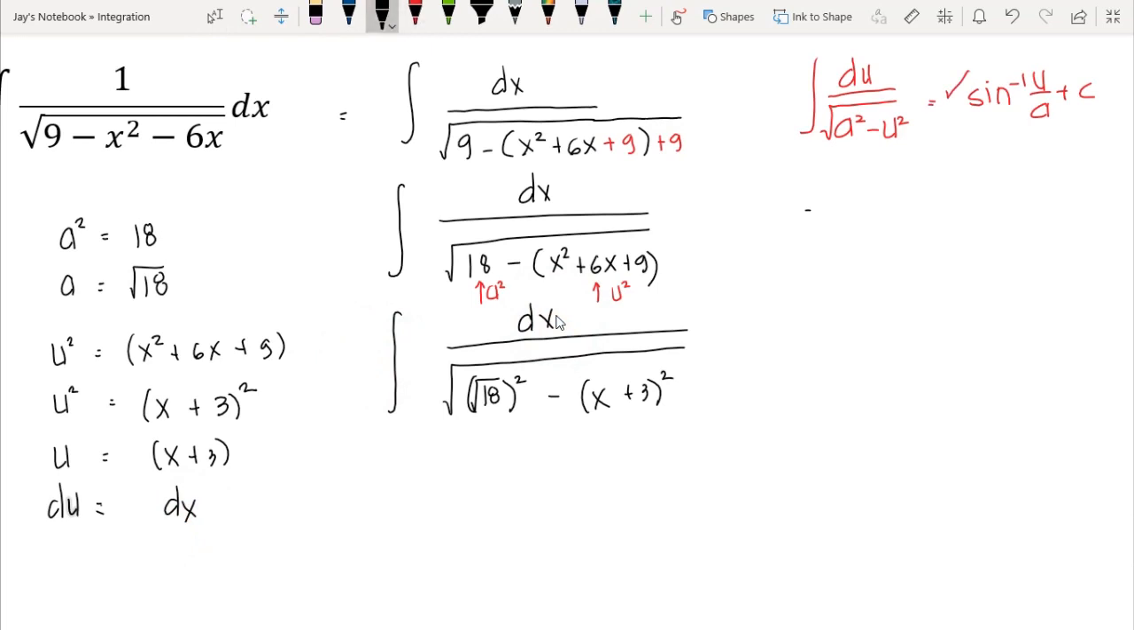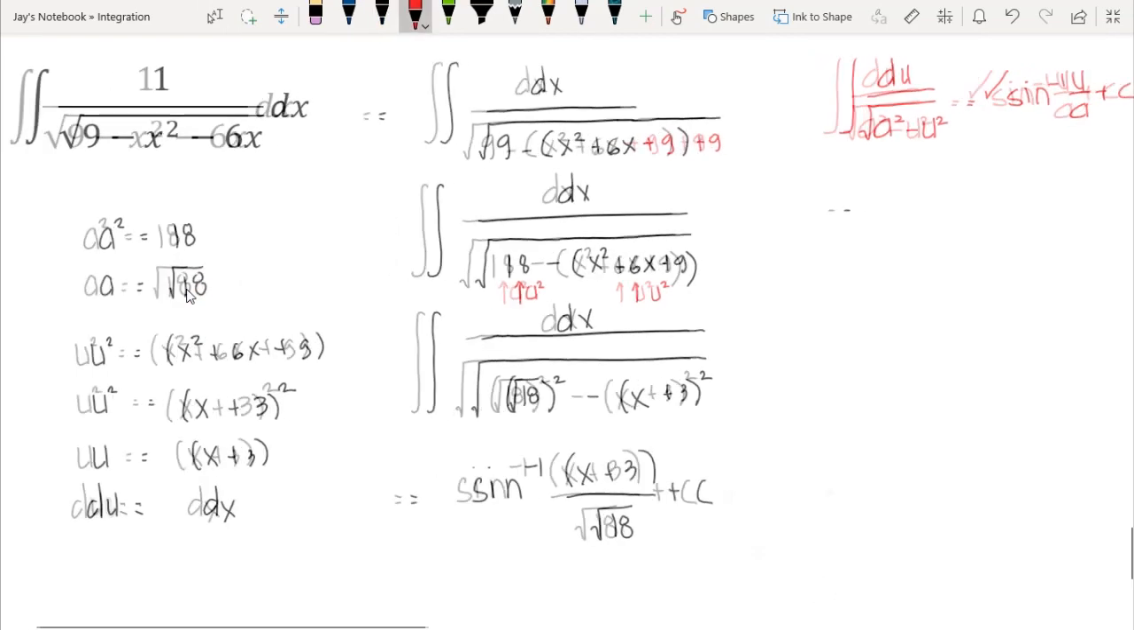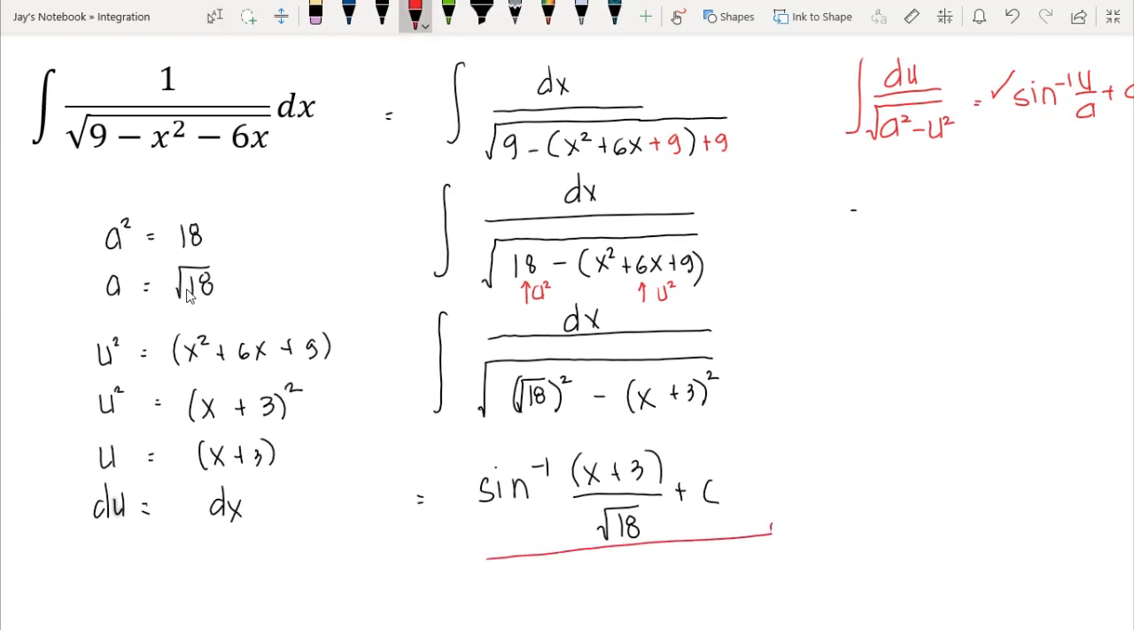Okay, so we have arc sine of u, our u here, that is x plus 3, over our a here, our a is square root of 18, correct? So we have square root of 18 plus c. So therefore, this is now the integration of dx over square root of 9 minus x squared minus 6x.